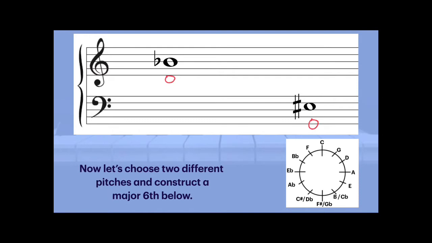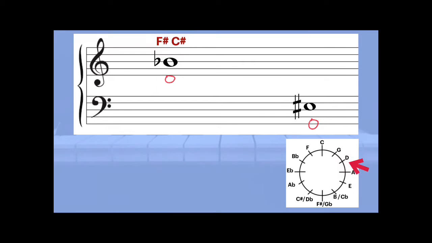Using the key signature of each lower pitch, we start with D major, which has 2 sharps, F sharp and C sharp. So a D up to a B natural would be a major sixth. However, that B natural has been lowered to a B flat. That means we will also need to lower our D to a D flat in order for this to be a major sixth.